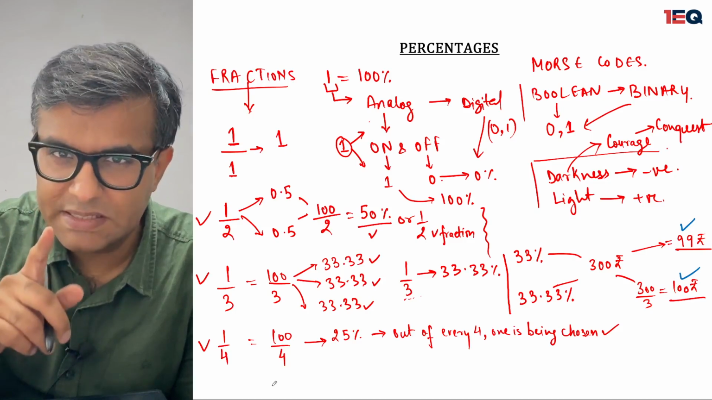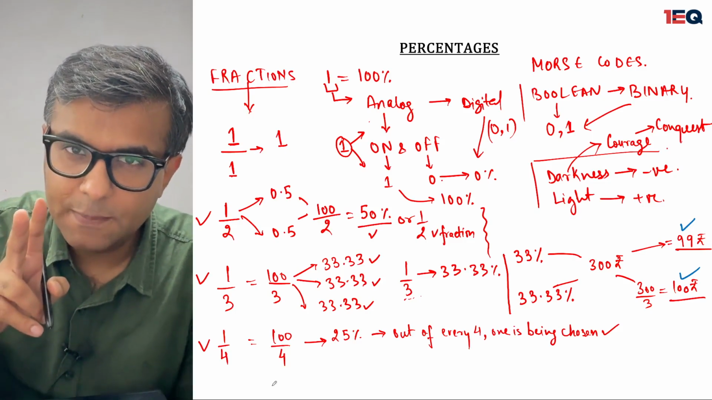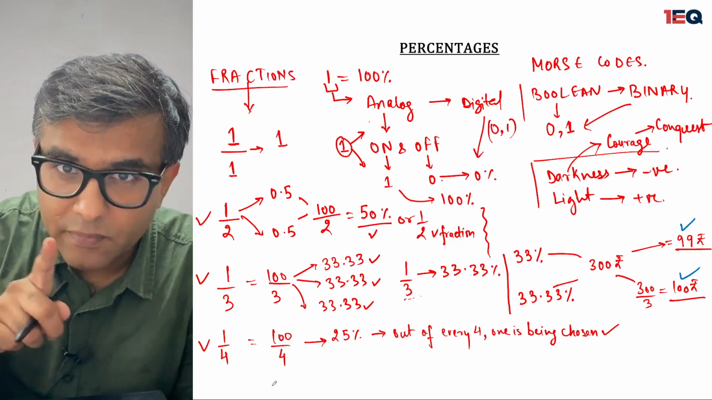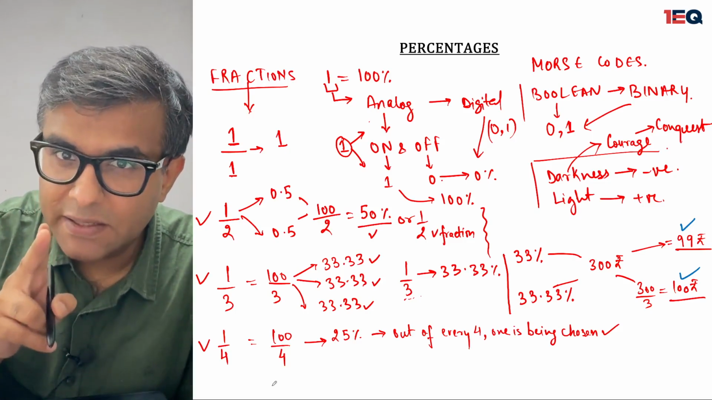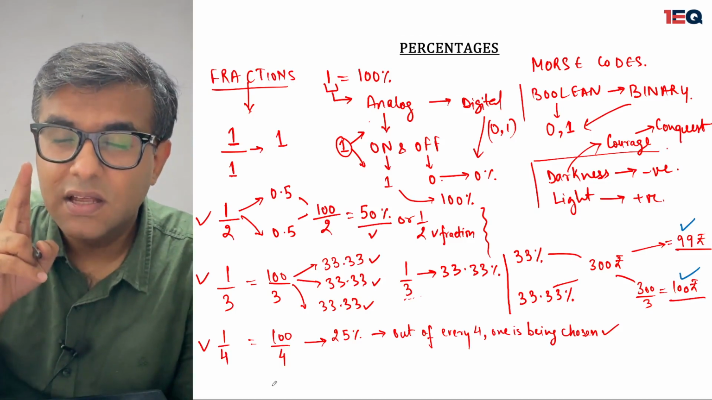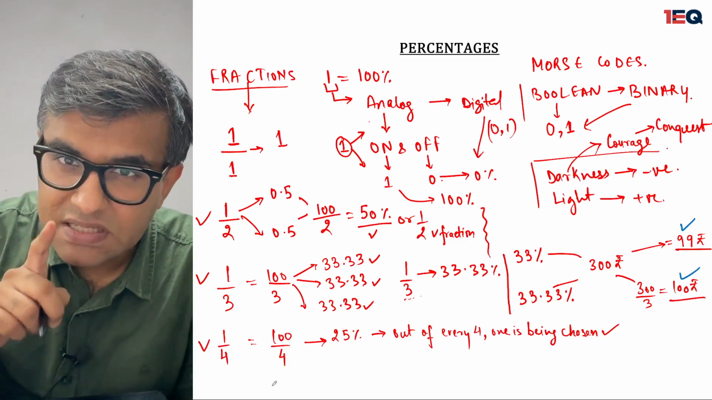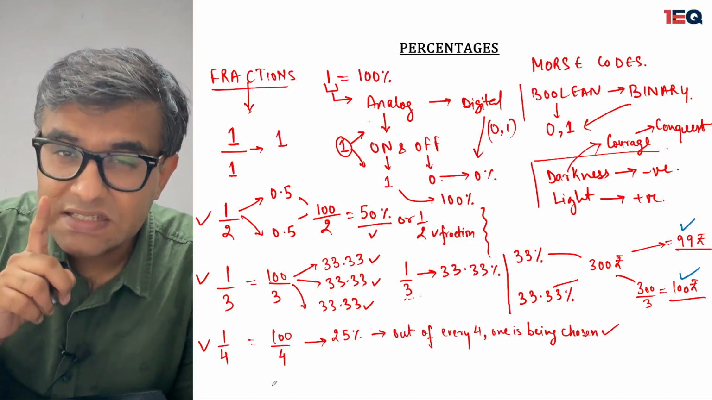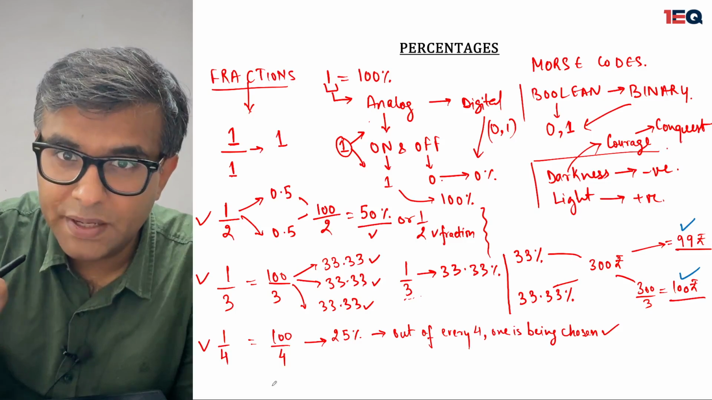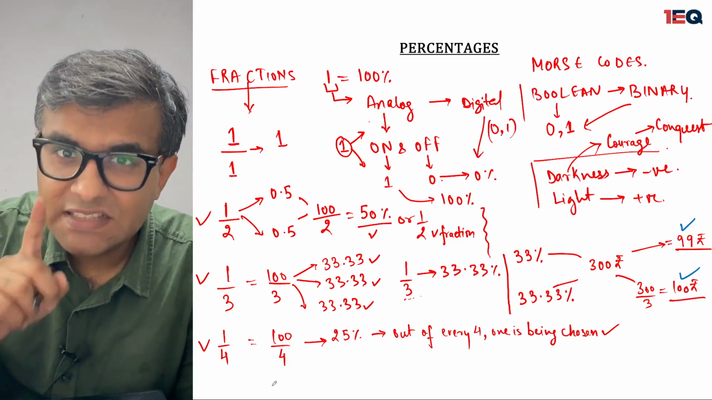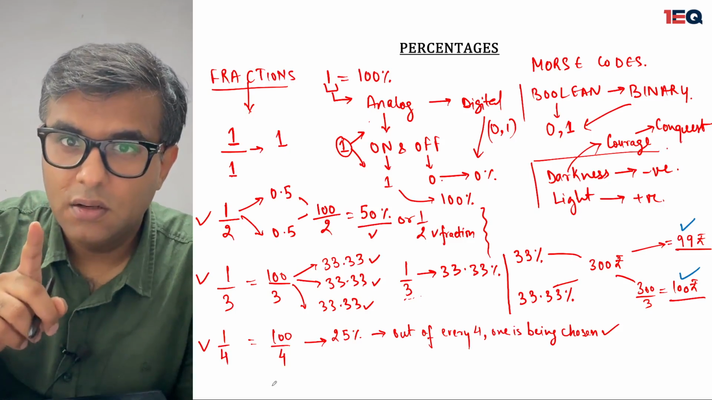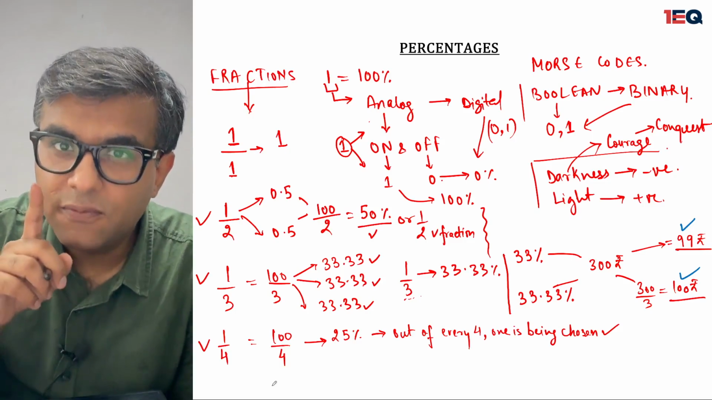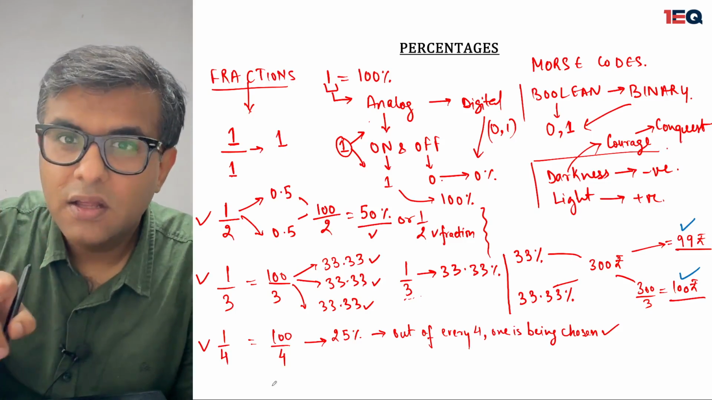1 upon 1 is 100%. 1 upon 2 is 50%. 1 upon 3 is 33.33%, not 33. 1 upon 4 is 25%. 1 upon 5 is 20%. 1 upon 6 is 16 2 by 3% in fractions. 16.66% in decimal format. Okay. 1 by 7 is 14 2 by 7 percentage in mixed fraction and 14.28 in decimal format.